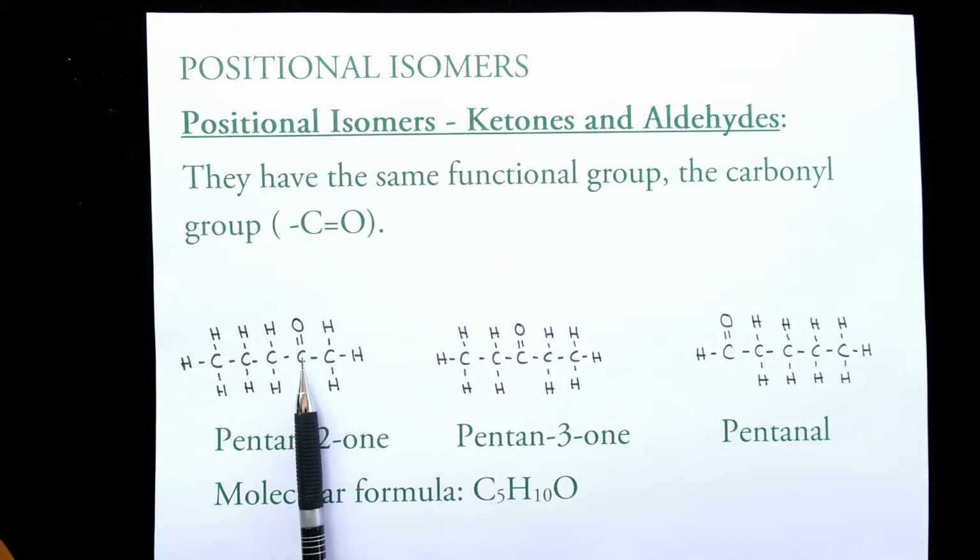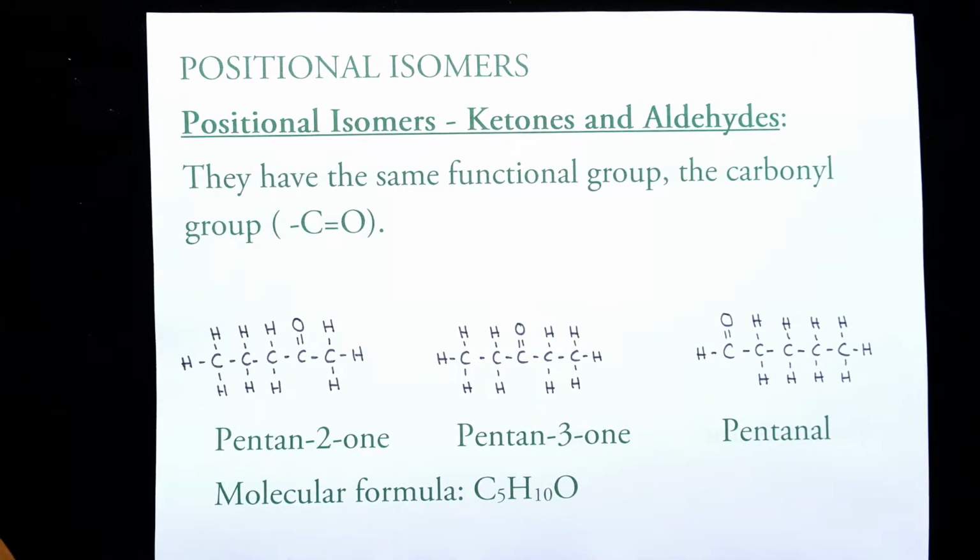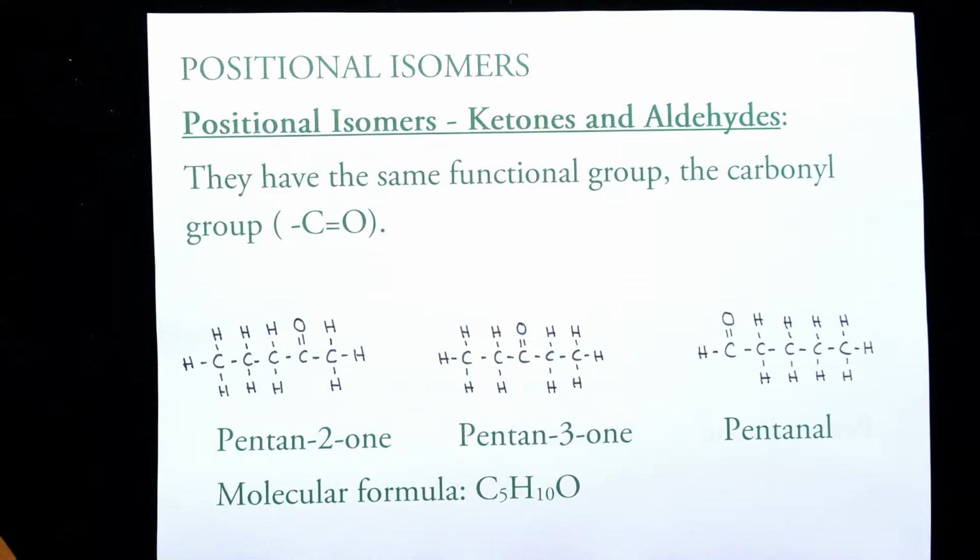When your double bond O is not on the end carbon, then it's a ketone. So I'm going to look at 2 examples of ketones. We'll come back to those. But if we look at this third one, the double bond O, the carbonyl group, is on the end carbon. That makes it an aldehyde. Aldehydes names end with -anal. For example, methanal, ethanal.